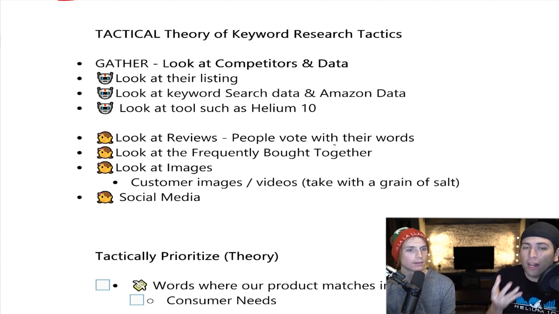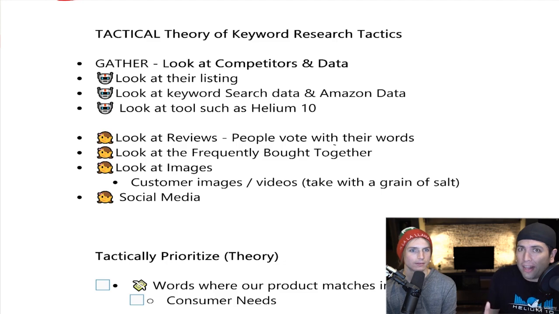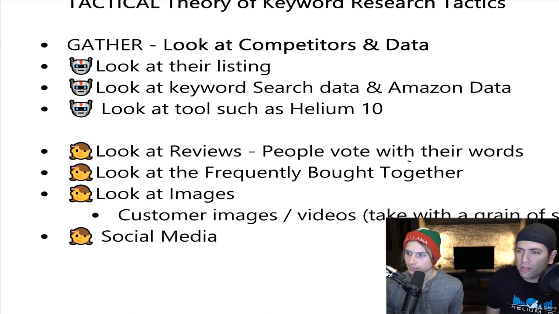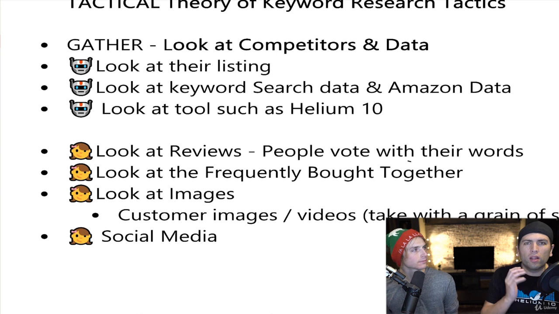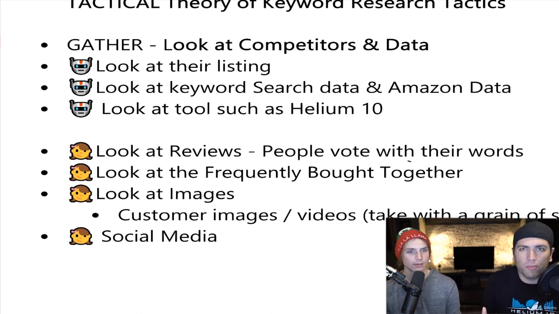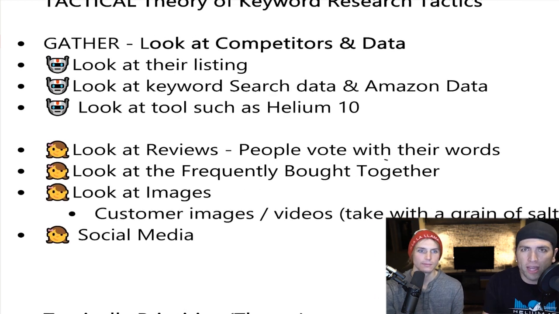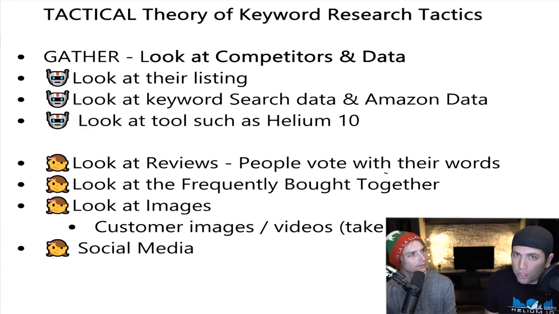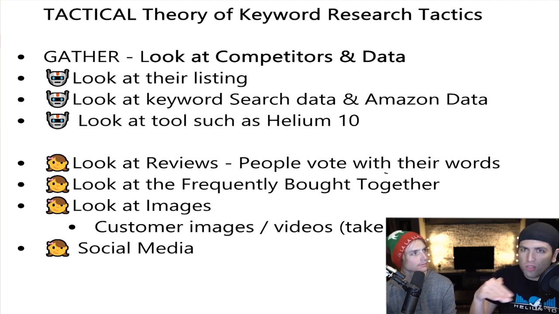All right. So how do we do that? We look at data. For example, right here it says look at competitors and data. Look at their listing. Look at the keyword search in Amazon data. Look at a tool such as Helium 10. Well, what does all of this mean? There are competitors out there who are doing something similar to what you're trying to do better. At the very least, if they're already successful doing what they're doing, what are they successful at? Use that as your baseline.